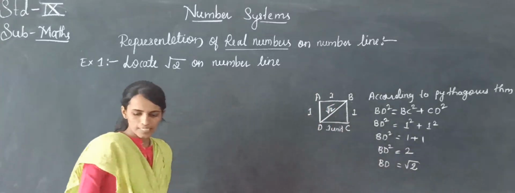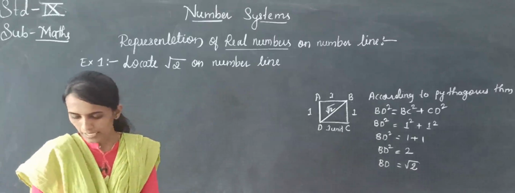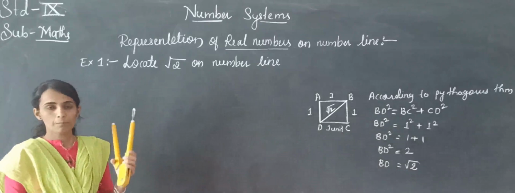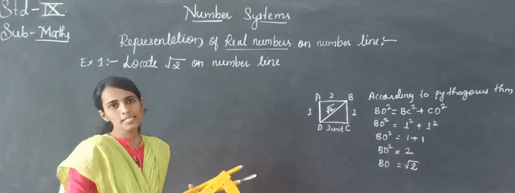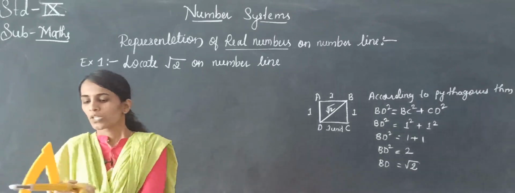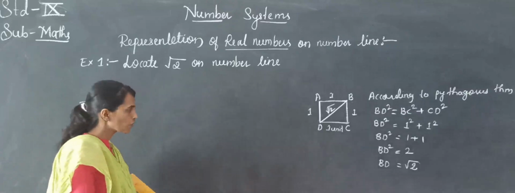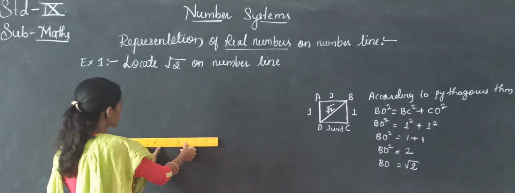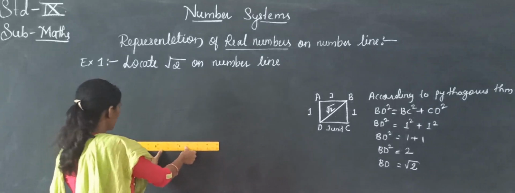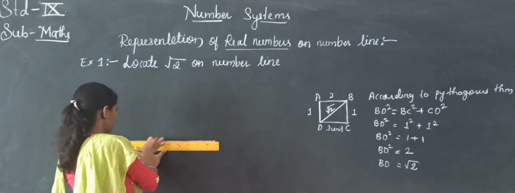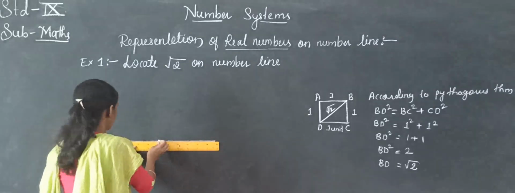See here, for this we need a geometry box, all the geometrical instruments: compass, protractor and ruler. Here we are going to draw root 2 on the number line. So first take a scale or ruler and draw a straight line.